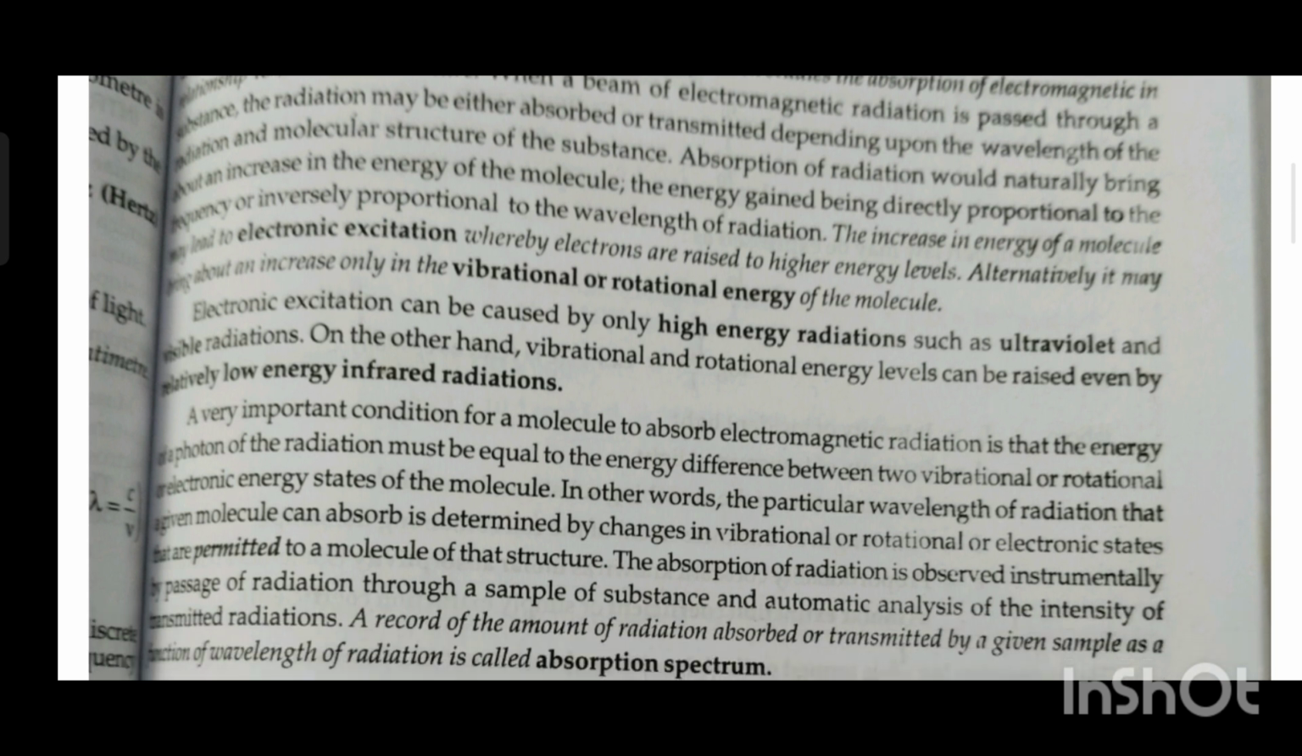A very important condition for a molecule to absorb electromagnetic radiation is that the energy of a photon of the radiation must be equal to the energy difference between two vibrational, rotational or electronic energy states of a molecule. In other words, the particular wavelength of radiation that a given molecule can absorb is determined by the changes in vibrational, rotational or electronic states that are permitted to a molecule of that structure.